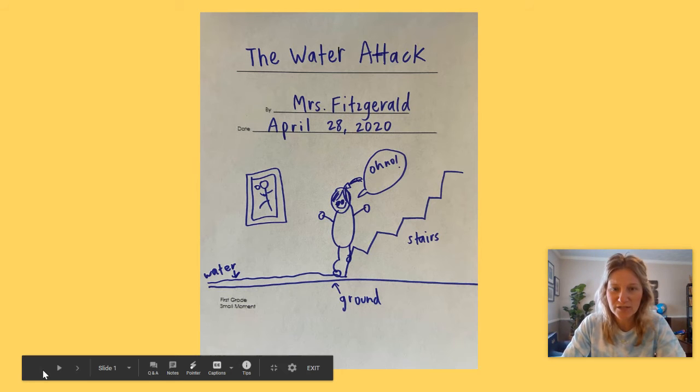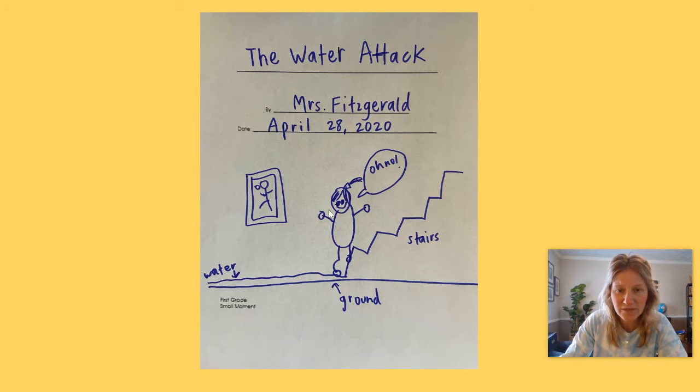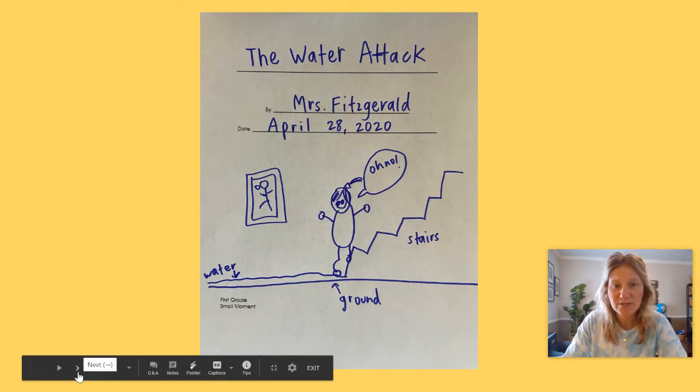So now you know that there's water, and by looking at my illustration, you can see that I'm going down the stairs and there's water on the ground, and there's me. I'm saying, oh no, but you don't know what happened. So sometimes it's important to come up with a title that doesn't exactly give away the main idea of your story. So today your job is going to be to come up with your title, to illustrate your front cover, and fill in the complete date.